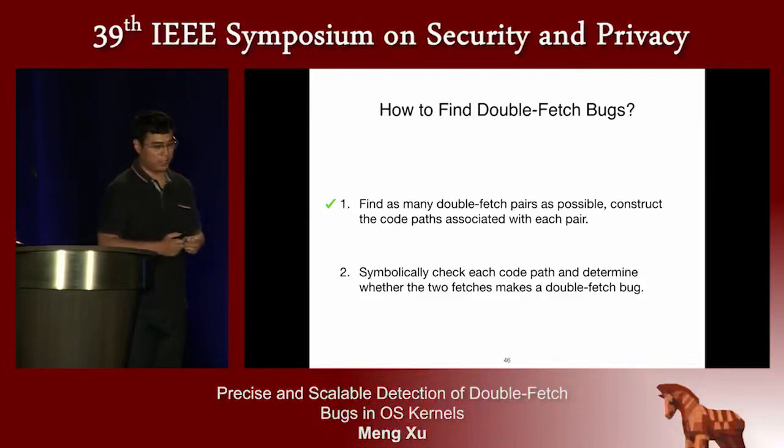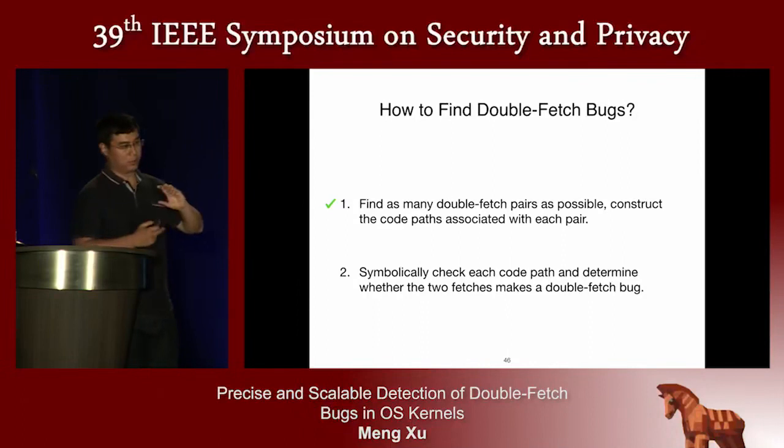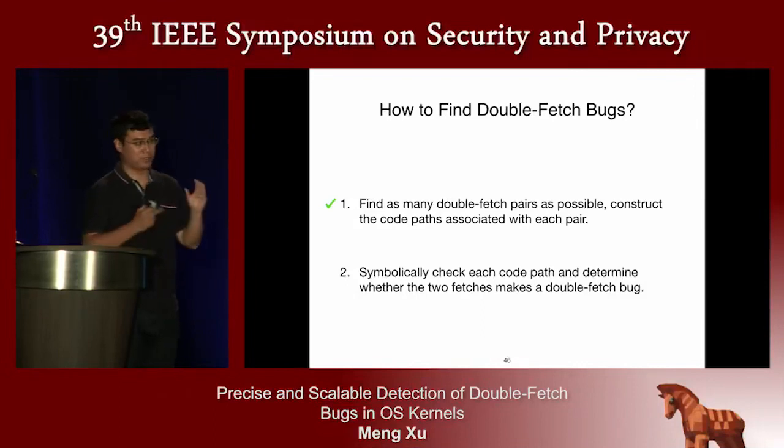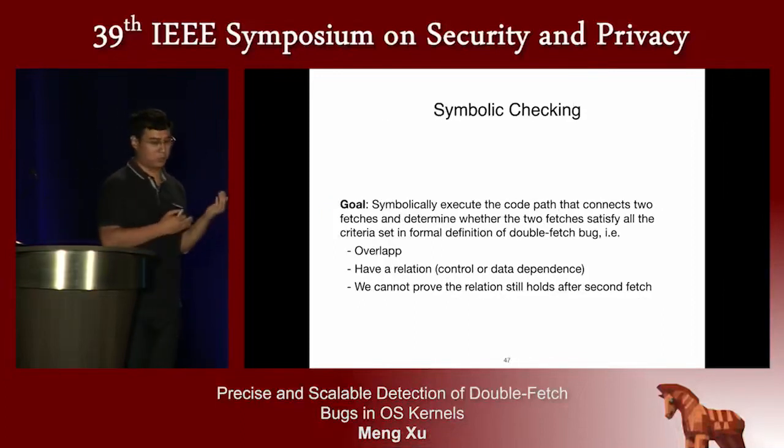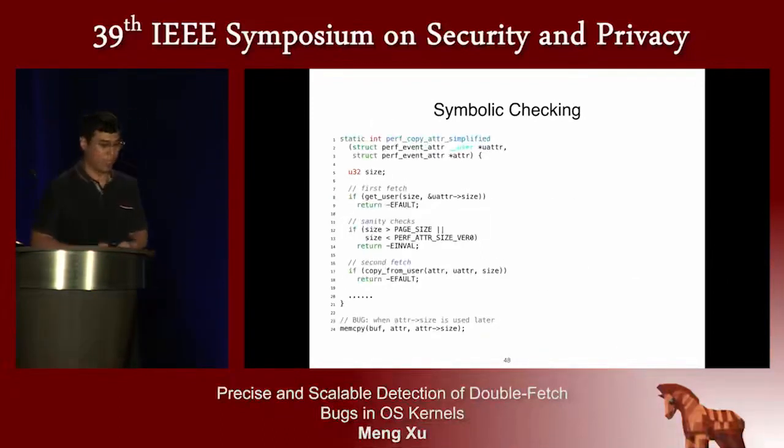Now the second part is, given each code execution path, whether there is a control flow dependency or a data flow dependency, and whether this relation still holds after the first fetch. Do you remember the conditions we described? So this is what we do for symbolic checking. As I said, we are going to prove that the relation still holds or doesn't hold. So how do we do that?